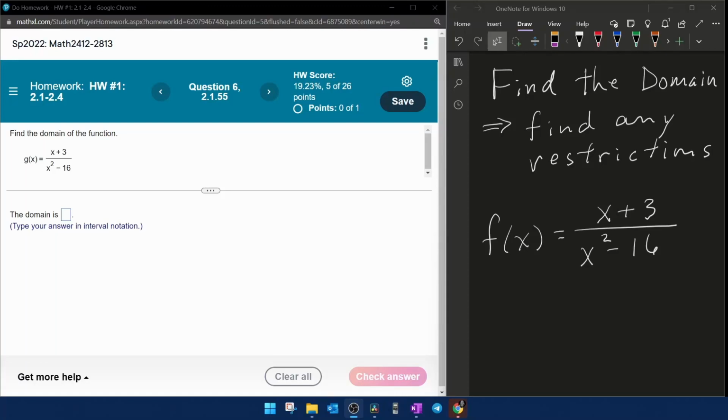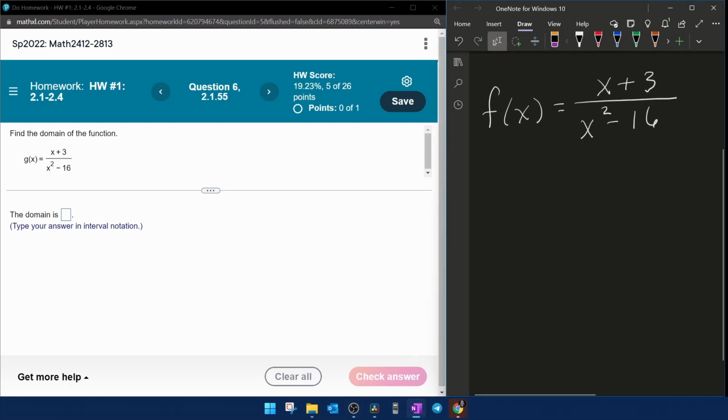Question number 6 from our Precalculus homework number 1 in MyLab Math. Here they want us to find the domain of the given function. And over here on the right, I've written some notes. If you want to find the domain, which are the values that x can be, sometimes you have to consider if there are any restrictions on the function. In other words, are there any x's that cannot be allowed for certain reasons? And then once you know the restrictions, then you can get the domain.